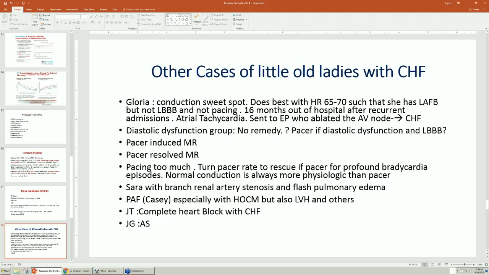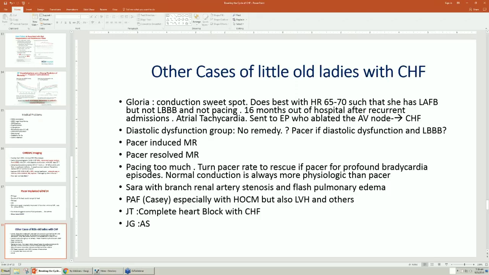But there was a sweet spot in between where she would have left anterior fascicular block. The posterior fascicle would conduct. And so she would not have left bundle branch block. In that sweet spot, she wouldn't get congestive heart failure. So if the pacer took over, congestive heart failure.